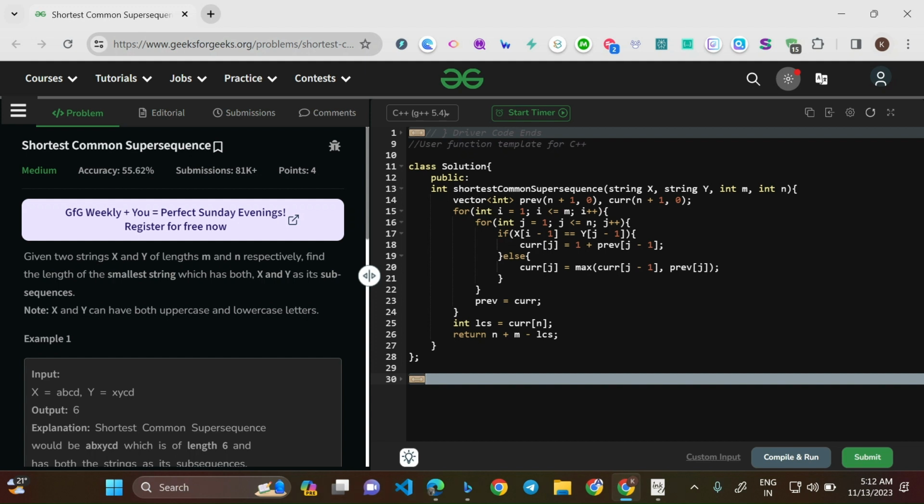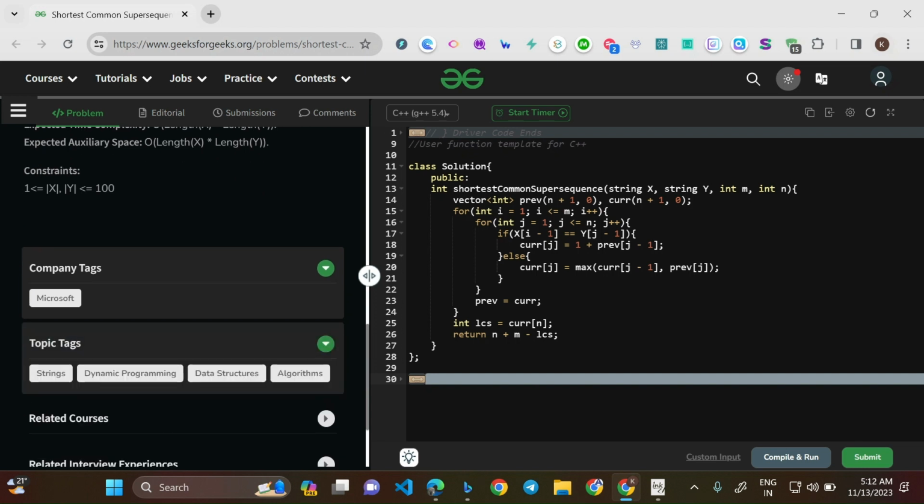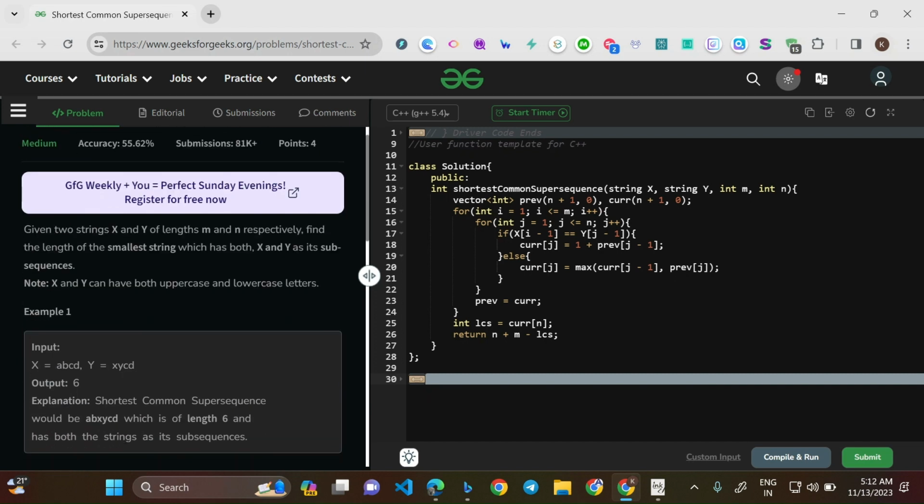So in today's video, we'll be solving the problem Shortest Common Supersequence. It is a medium level question and the company tag is Microsoft, but the same question has been asked by Apple, Bloomberg and Google as well. The topic tags are strings, dynamic programming, data structures and algorithms. So what is the question? Before we start, this is the problem of the day on Geeks for Geeks. All right, so what is the question?